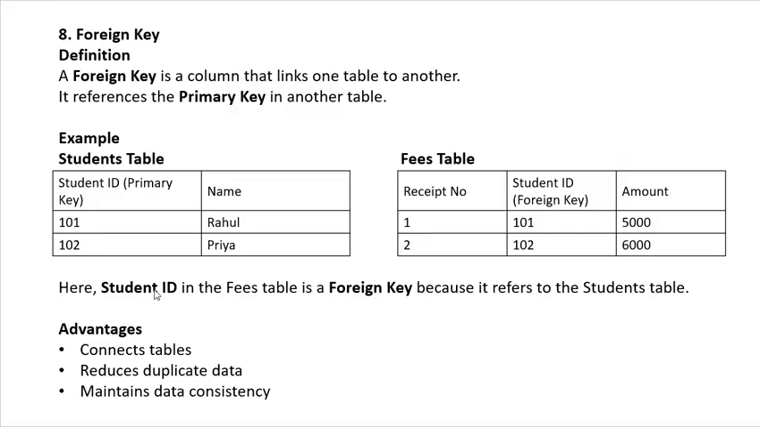Here the student ID in the fees table is a foreign key, because it refers, or is otherwise called a reference, to the student table. The advantage is that it connects the tables, reduces duplicate data, and maintains data consistency.